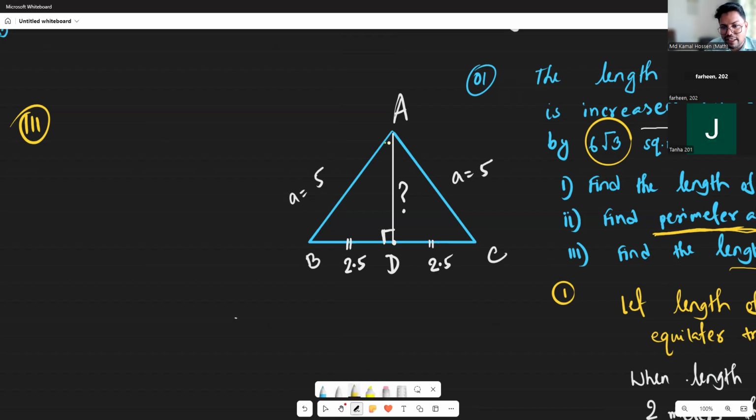How can we find the length of the median? Is it possible to use any mathematical formula or calculation to find the length of median AD? Yes, sir, Pythagoras theorem. You're thinking 3 centimeters, but you are trying to guess it without any mathematical calculation, right? But there is an interesting relation.